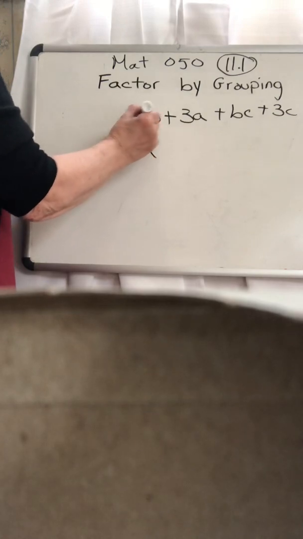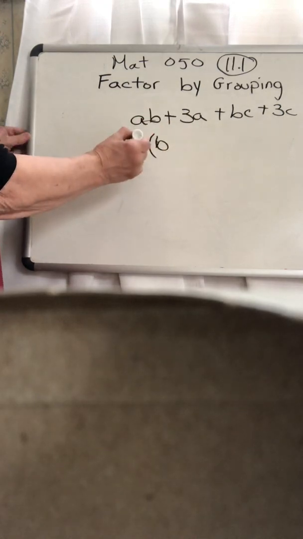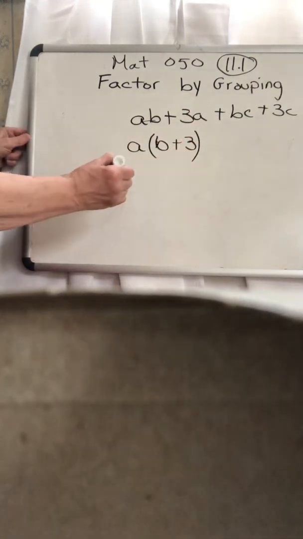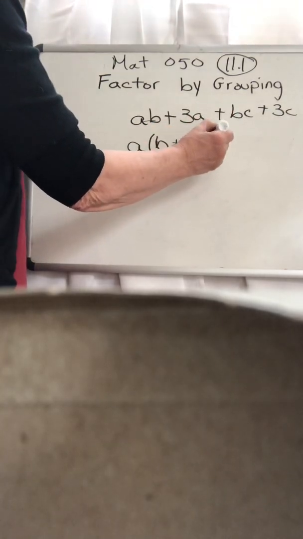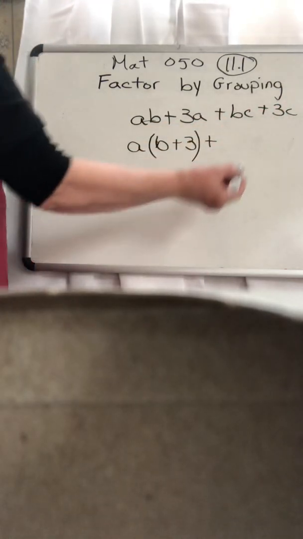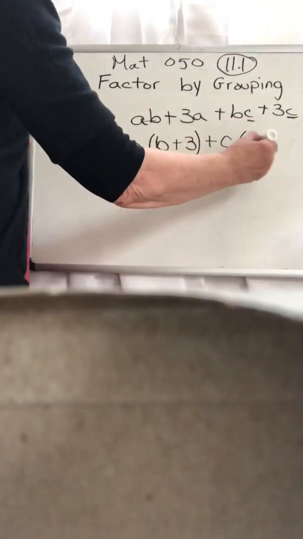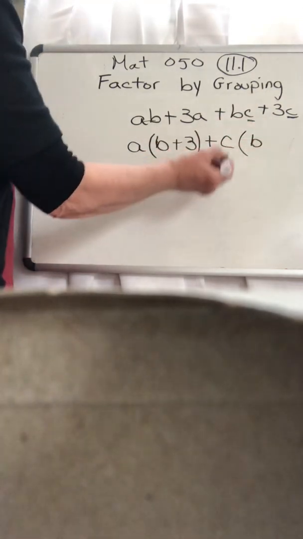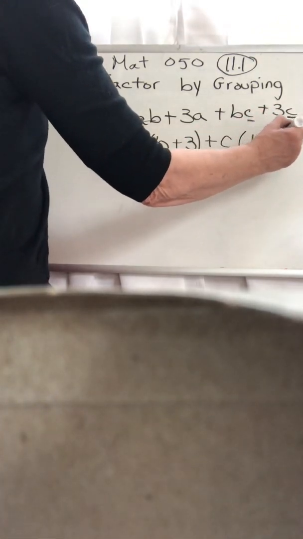And so A times what would give me AB? B. I factored out an A, so that means the 3 would be what I would need to put in that second spot. So B plus 3. Then, because there's a plus here, I'm going to put a plus sign. Then I look at my last 2 terms and I factor them. Well, you can see that they both have a C, so their common factor would be a C. And then what would I need to multiply C by to get BC? Well, just a B. What would I need to multiply C by to get 3C? A positive 3.